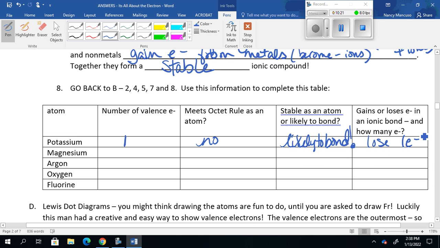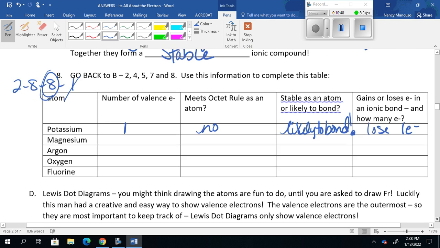Now look at potassium. Its electron configuration was 2881. I'm just going to write it over here, 2881. If it loses that 1, the next energy shell in, which is now going to be the outermost shell, is full. It meets the octet rule. That is what they figured out: why these atoms form these bonds, and it's all about the electron.